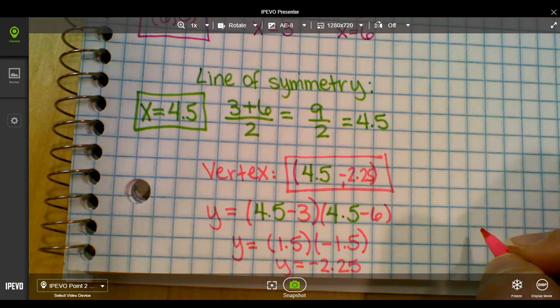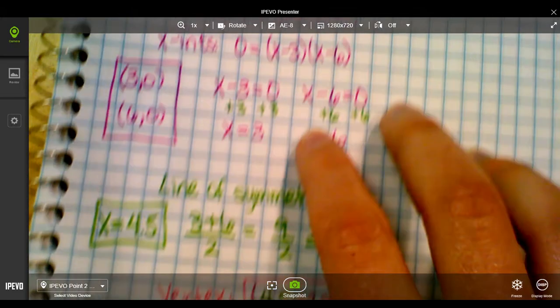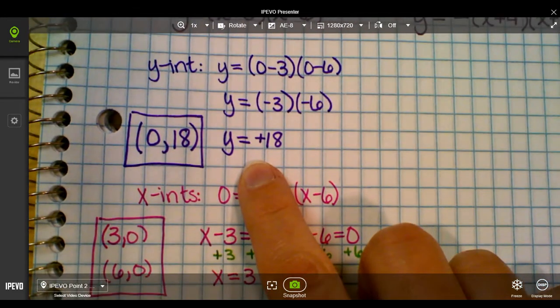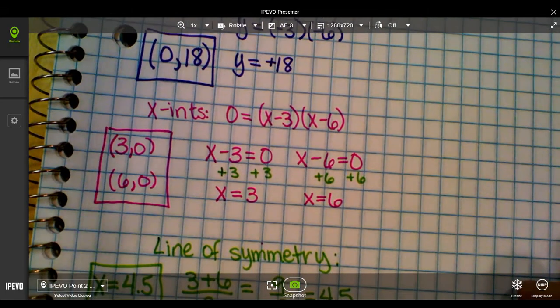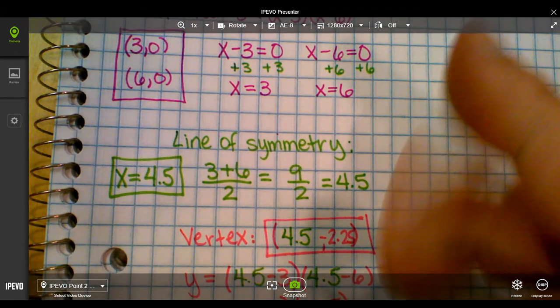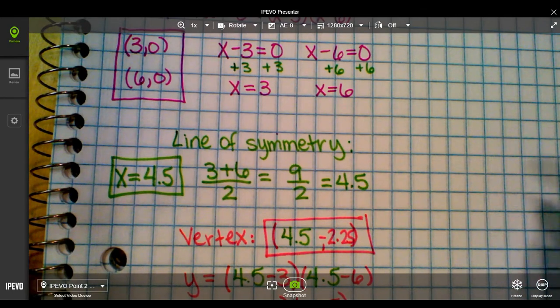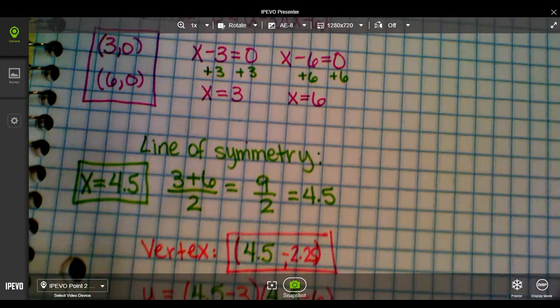Then all you really have to do is just graph these points. And the only other thing that I'd have you do, since your y-intercept is so steep up there, I'm okay with you not even having to graph that. Just graph your two x-intercepts and your vertex, and that should still give you that nice symmetric U shape that we are looking for. Okay, let's do one more example.